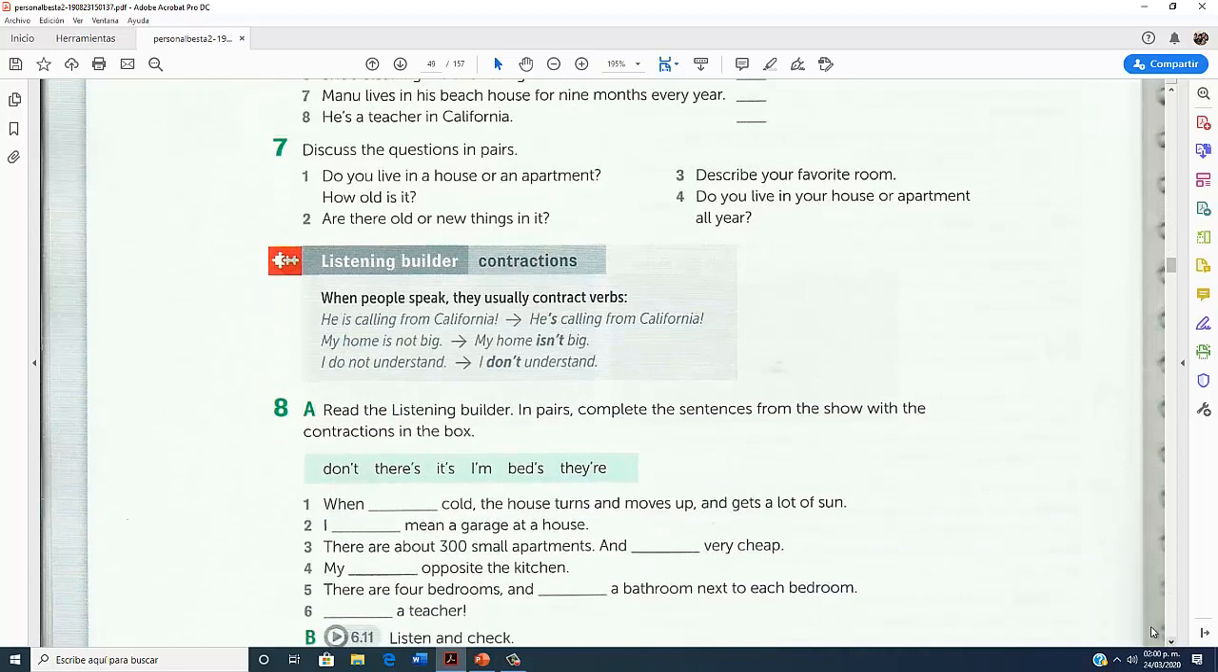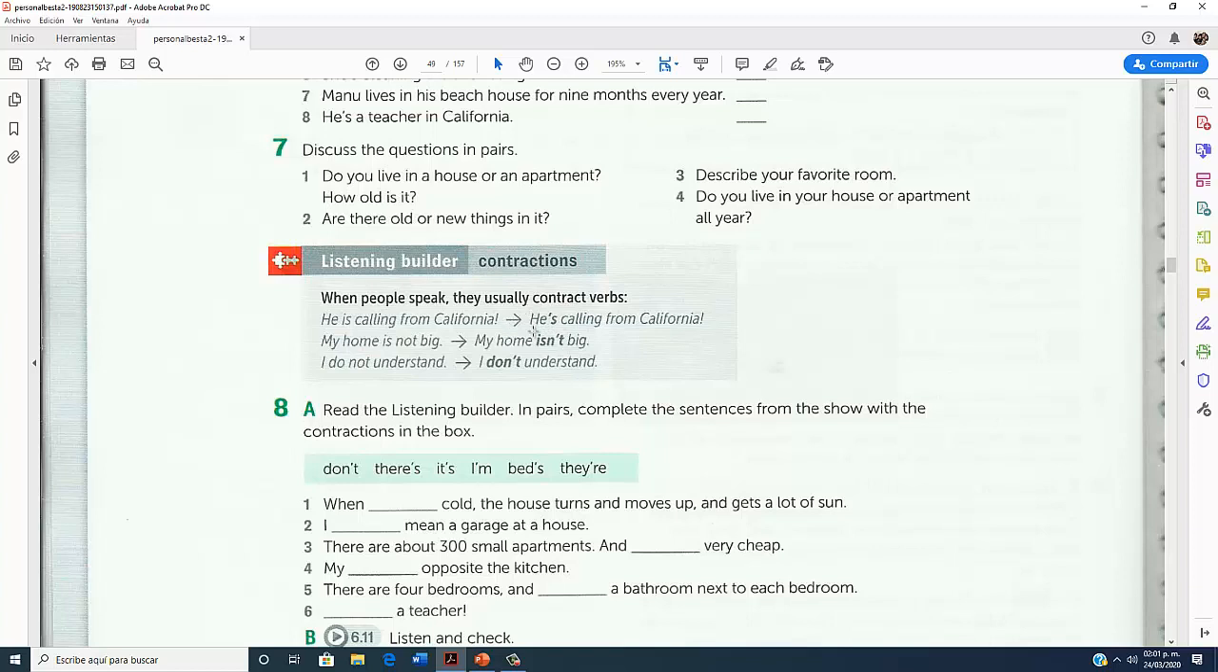Here we have the use of some contractions. Look at this. How to use contractions. You know, the contractions are used in order to sound faster. Okay, that's when we use contractions. So the idea to use contractions is that instead of saying he is calling, you say he's calling. So you sound faster. Your speech, your pronunciation sounds more natural. So that's why we use contractions.